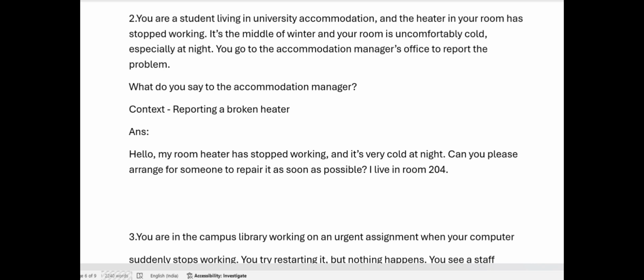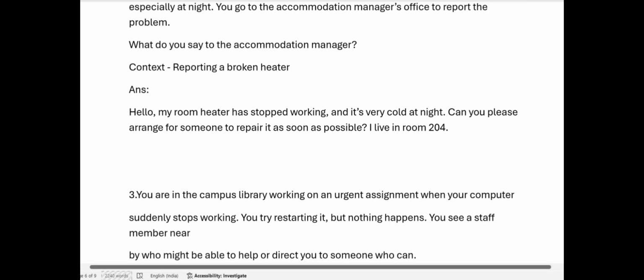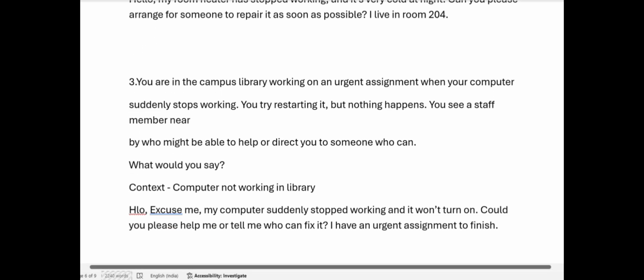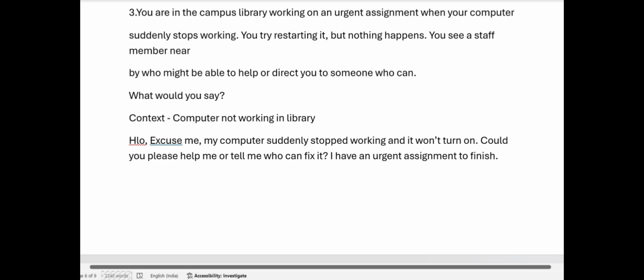Question 3. You are in the campus library on an urgent assignment when your computer suddenly stops working. You try restarting it, but it doesn't work.